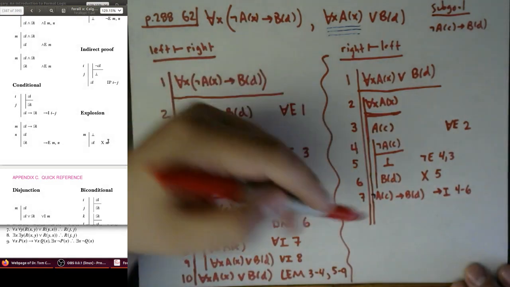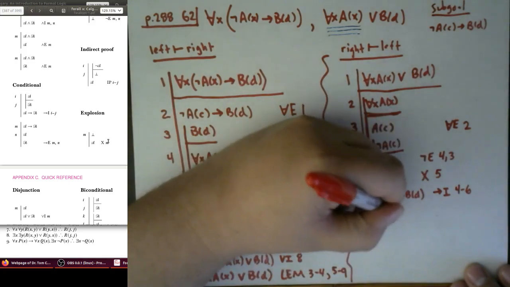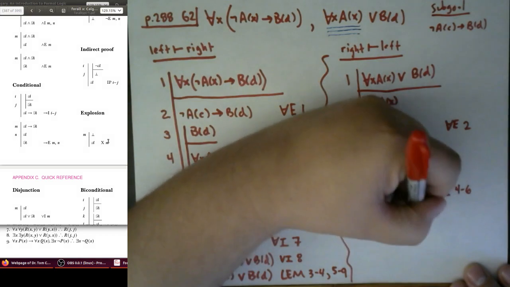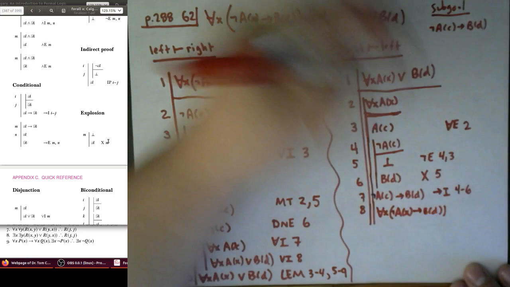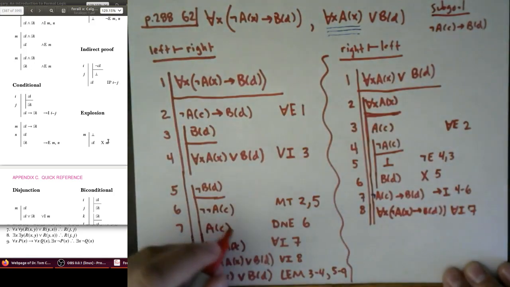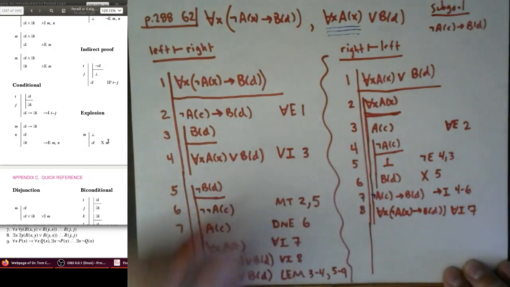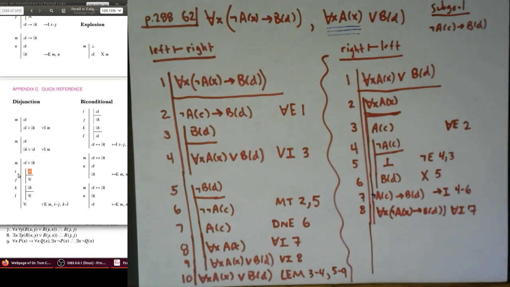And because the C here is not part of an undischarged assumption, I'm welcome to universally quantify over it, and I get this. Not A of X implies B of D. And that's for all introduction on line 7. Now that concludes that subproof, okay? Because if you think about where I'm going with this, that's this first subproof. Now I need to assume B of D and somehow arrive at the same thing.